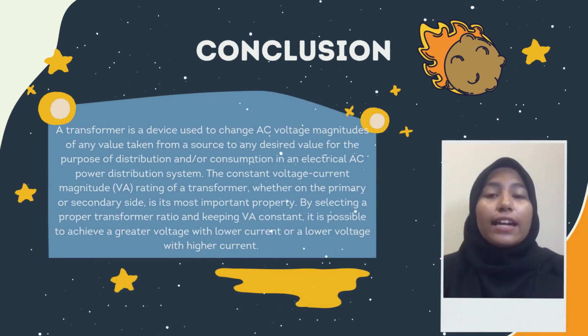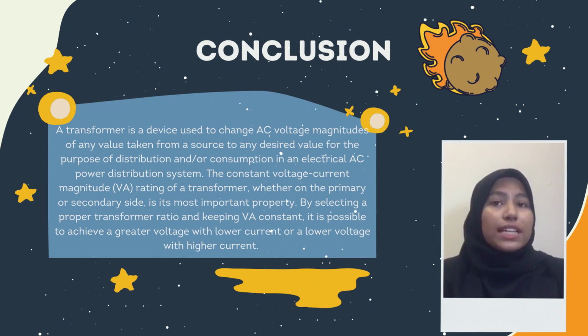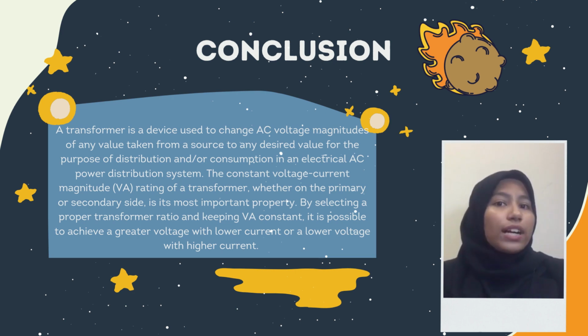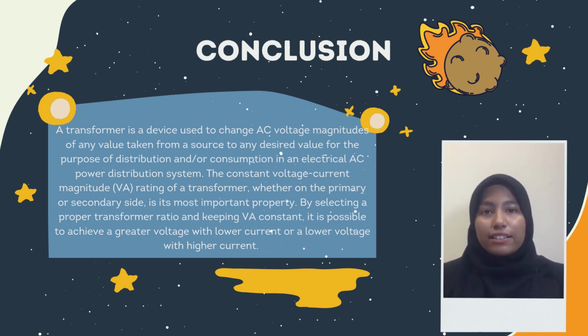As we know, a transformer is a device used to change AC voltage magnitudes of any value taken from a source to any desired value for the purpose of distribution and consumption in an electrical AC power distribution system. The constant voltage current magnitude rating of a transformer, whether on the primary or secondary side, is its most important property. By selecting a proper transformer ratio and keeping VA constant, it is possible to achieve a greater voltage with lower current or a lower voltage with higher current.